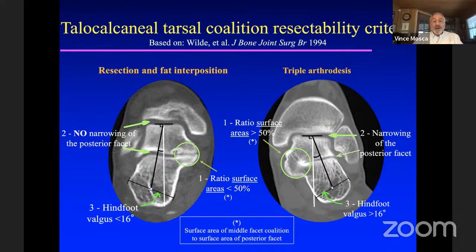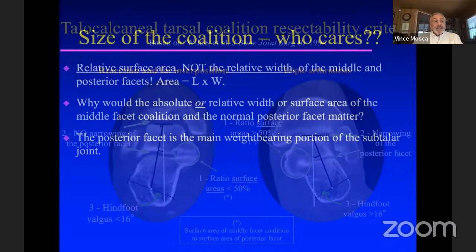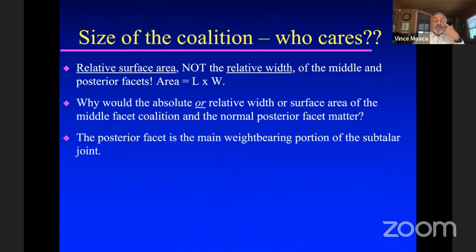There are so many flaws in this thinking. So the good thinking was both Scranton and Wild and Tirode said some subtalar coalitions can be resected. They don't all need a triple arthrodesis. But the flaw in all these studies was, how do you actually measure the size of the coalition? And number two is, what if all three criteria don't say either resect or triple? There's nothing in between.